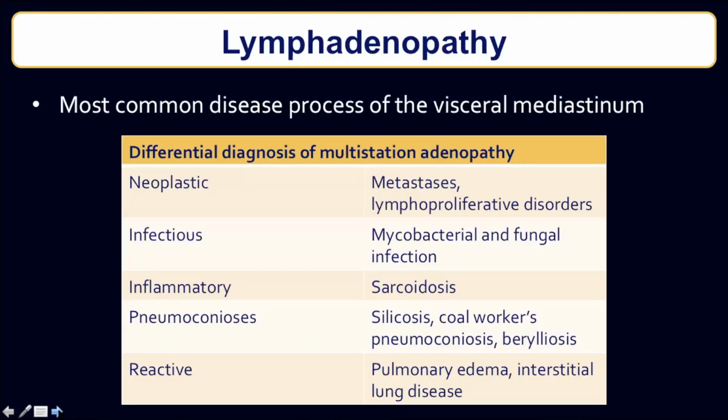So let's look at lymphadenopathy, which is the most common disease process of the visceral mediastinum. And I'll just share a couple of examples. So it can be benign, or it can be malignant, frequently seen due to infections such as mycobacterial and fungal infections. Sarcoid is another important cause of lymphadenopathy in the mediastinum. So there's a wide variety of causes of adenopathy.